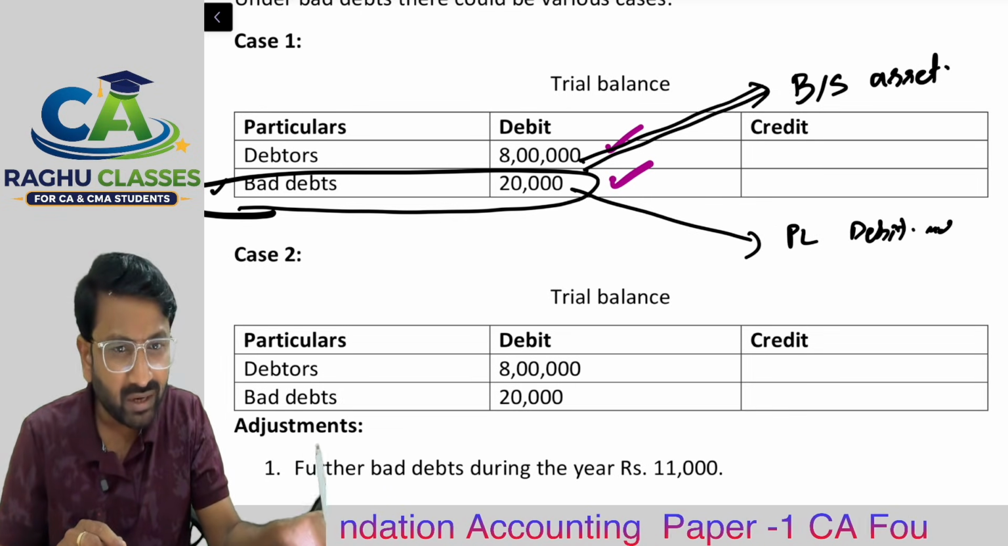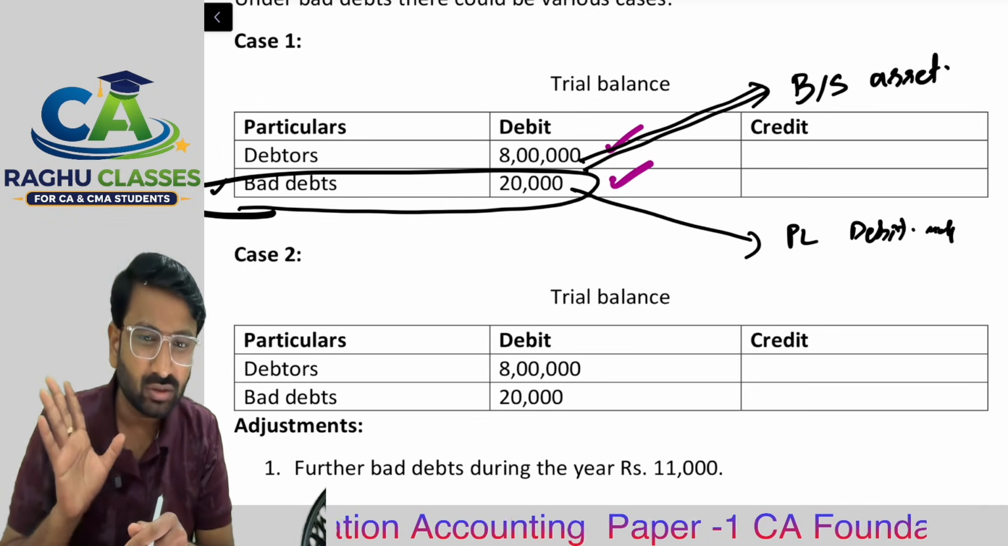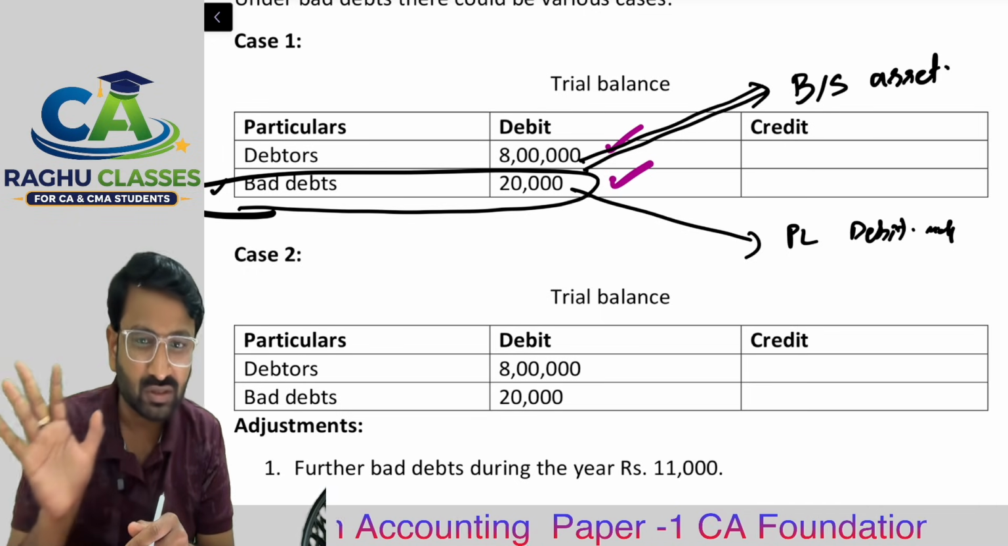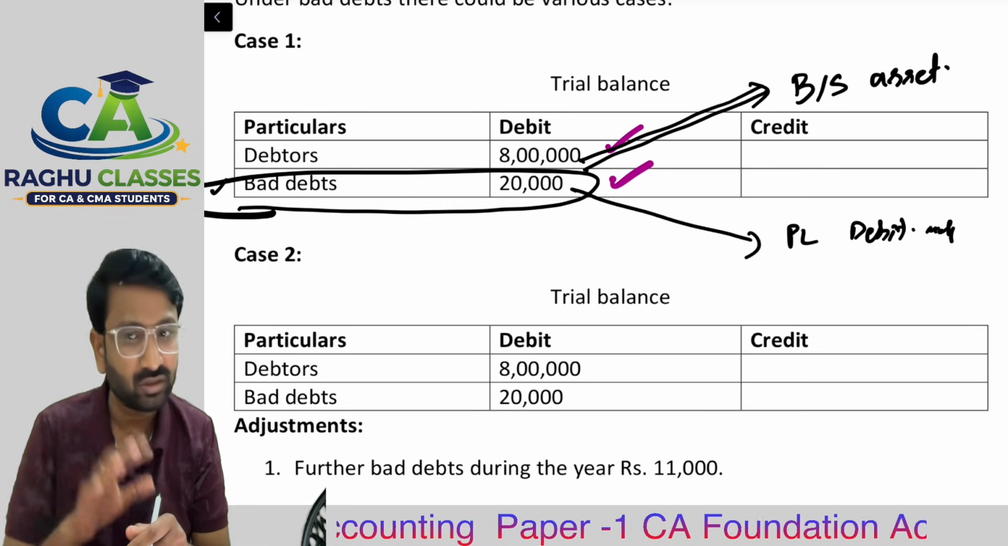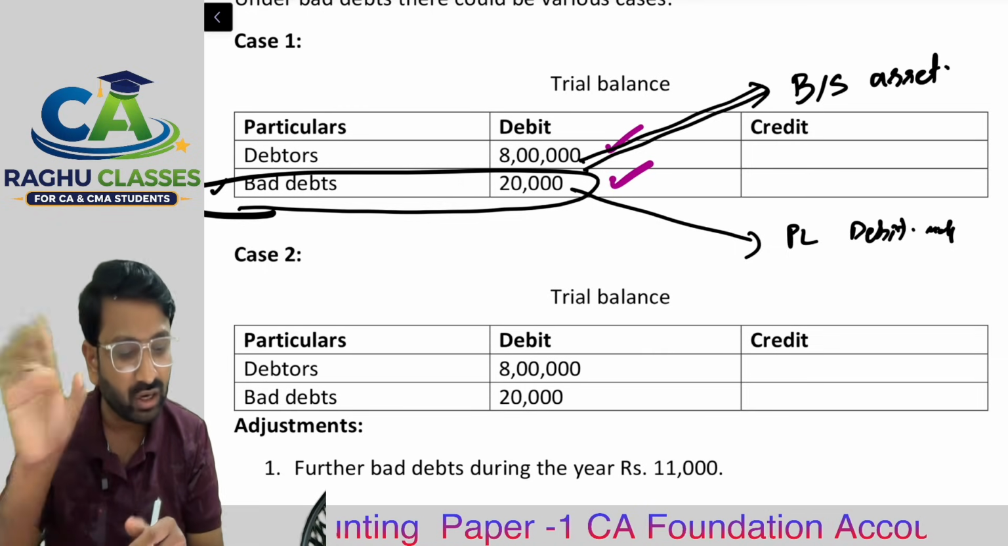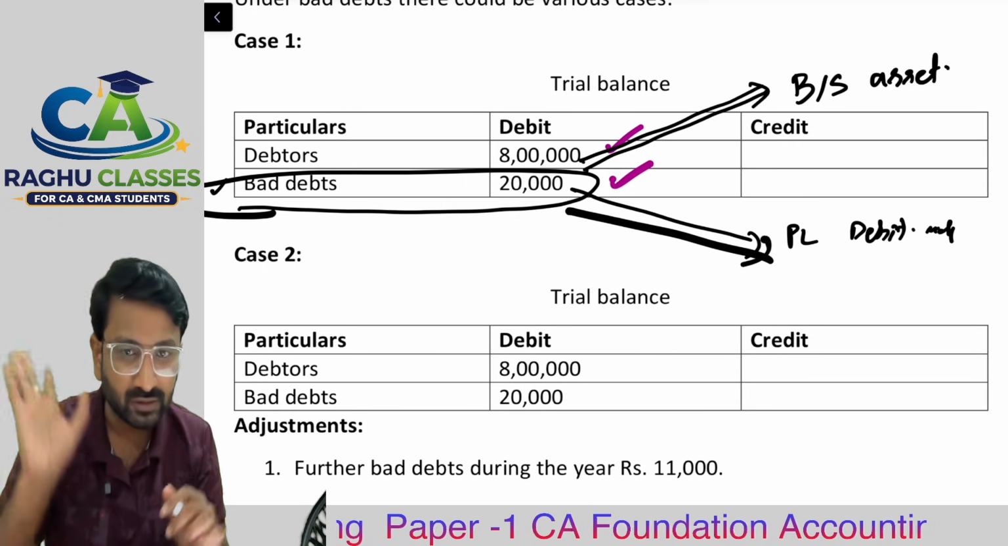So, whenever bad debt is given inside the TB, never minus that from debtors once again, because it means it's already deducted. The entry would have been already made. Only one effect, straight will go to P&L debit side.